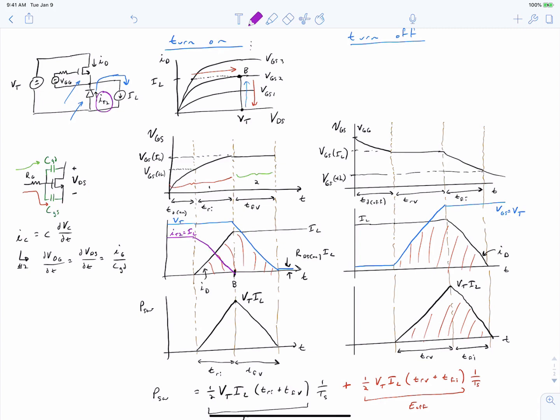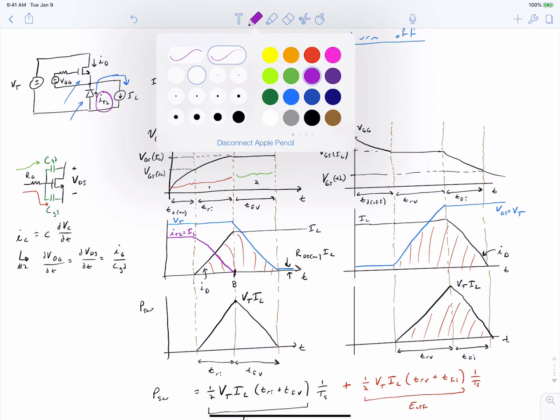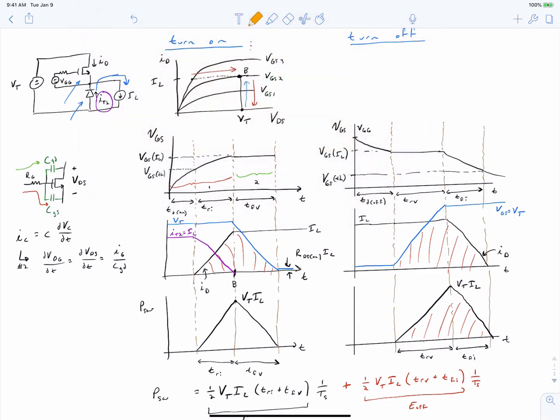So we can add to this a graph of the diode voltage drop. So we start off with the diode having the forward voltage as indicated in the data sheet corresponding to the current IL, and this remains at that value until our drain source voltage starts to drop, and then this increases to block the entire throw voltage.